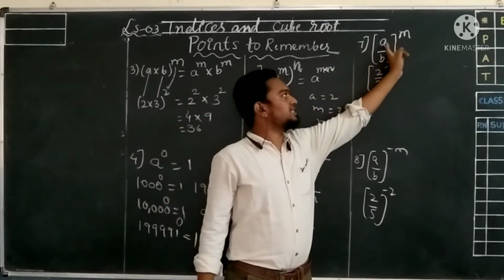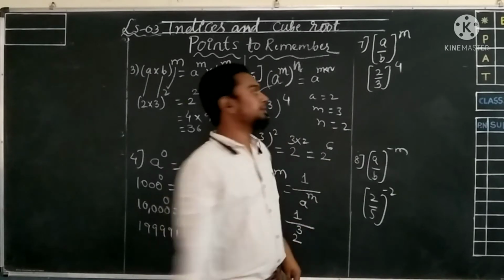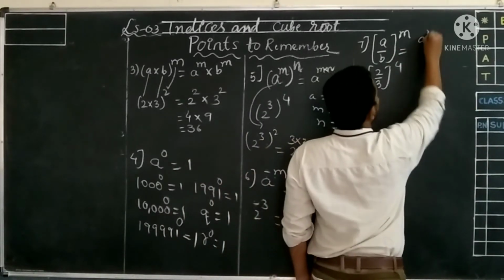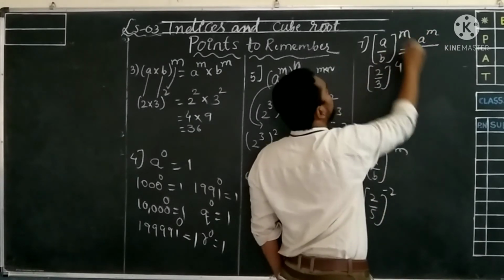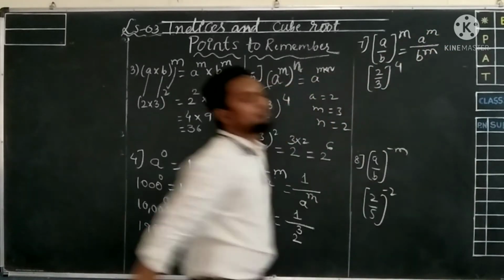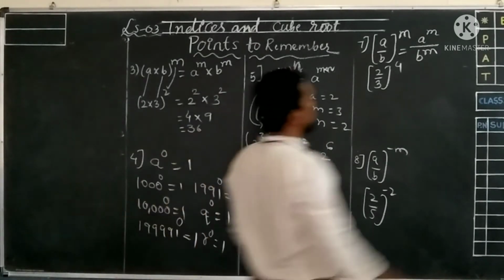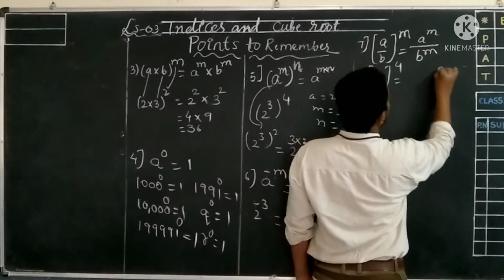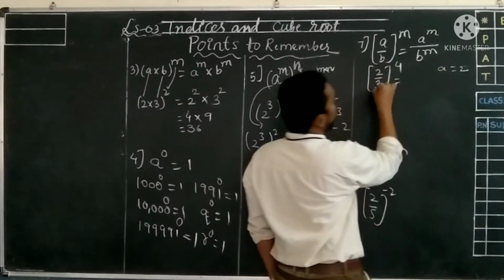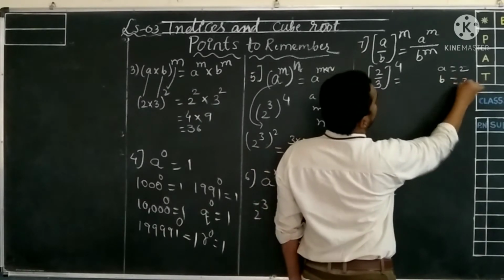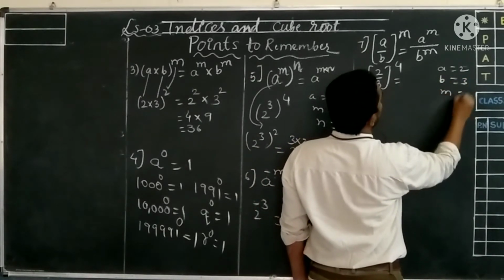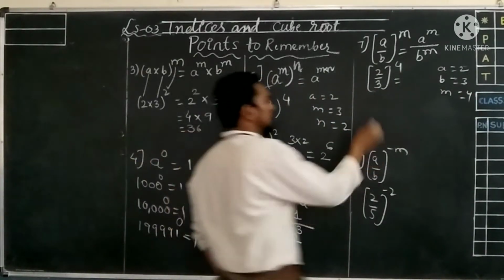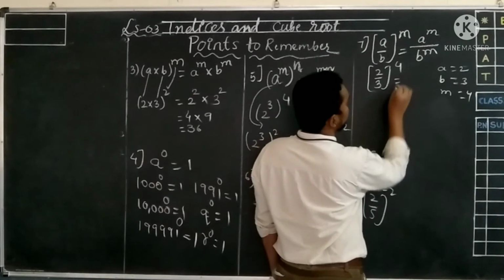Next, a upon b. Seventh law of indices: a upon b, whole to the power m, is a to the power m upon b to the power m. Here, a is given, a is equal to 2, and b is given, b is how much? 3. And m is given, how much? M is given 4. Therefore, now we will write this one.